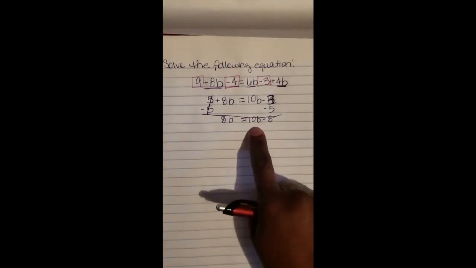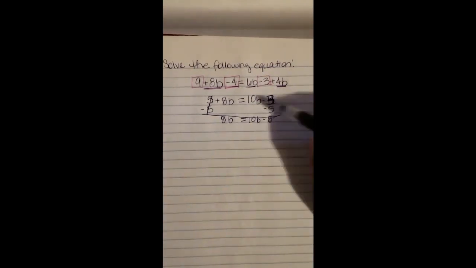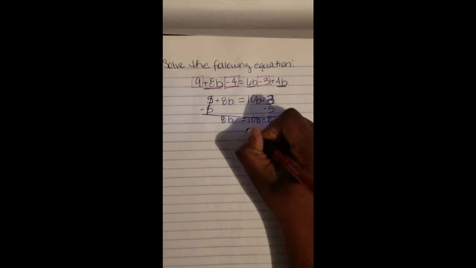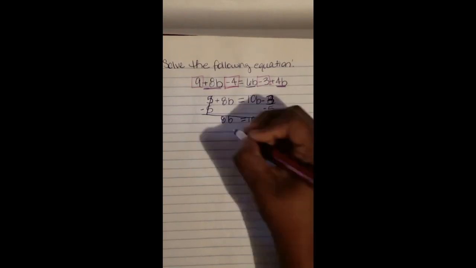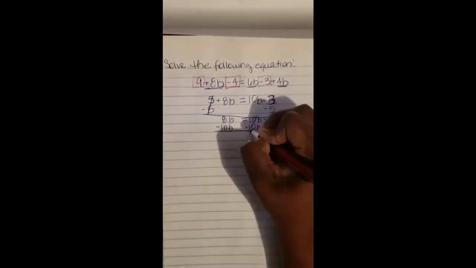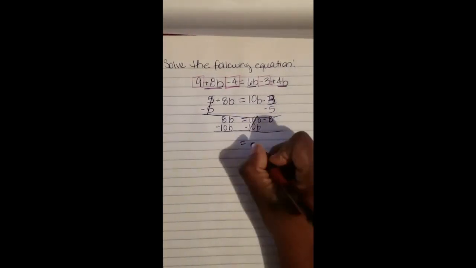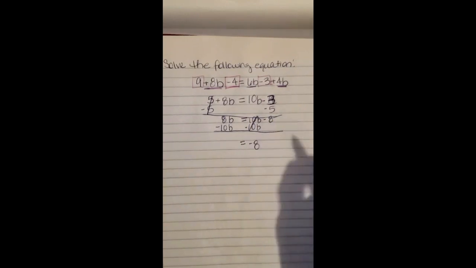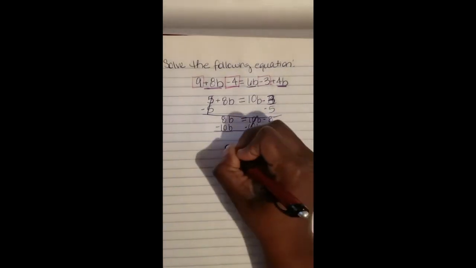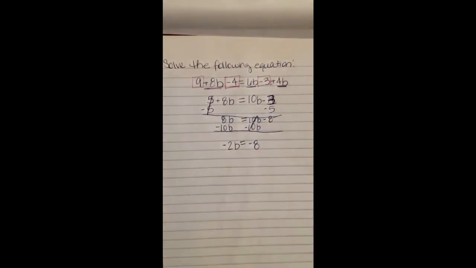Now I have to bring my coefficient and variable to my left-hand side by doing the opposite of what's there. This is positive, so I'm going to subtract 10b from both sides. Okay. So on my right-hand side, I'm left with -8. On my left-hand side, I'm left with 8 minus 10 gives me a -2b.